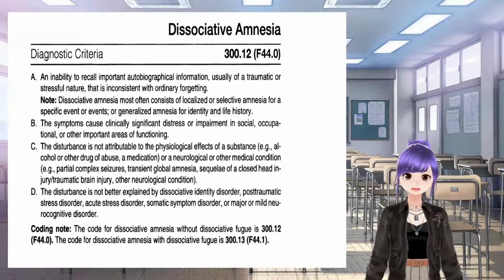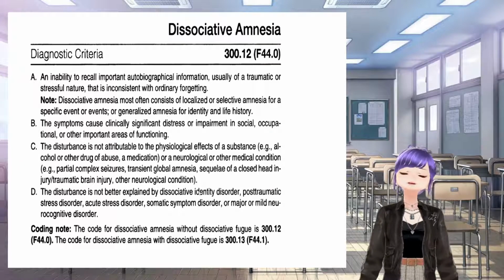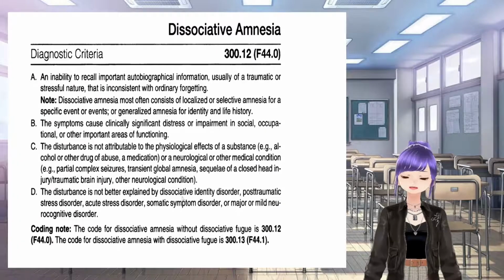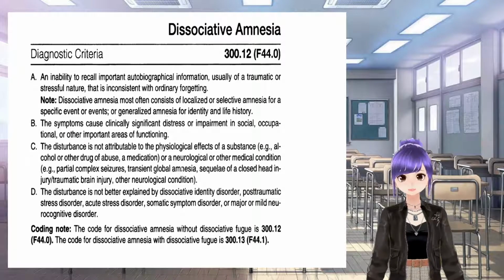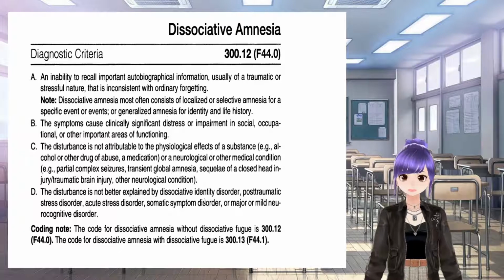So let's now look into the diagnostic criteria for dissociative amnesia. Inability to recall important autobiographical information, usually of a traumatic or stressful nature, that is inconsistent with ordinary forgetting. Dissociative amnesia most often consists of a localized or selective amnesia for specific events, or generalized amnesia for identity and life history. The symptoms cause clinically significant distress or impairment in social, occupational, or other important areas of functioning.